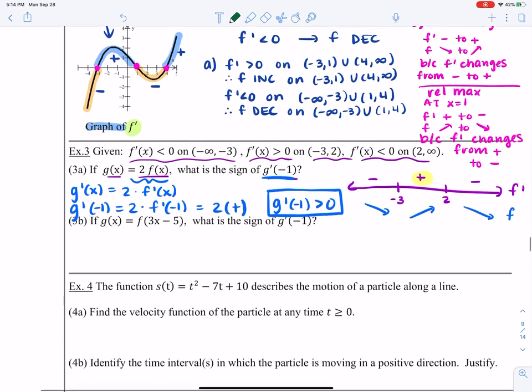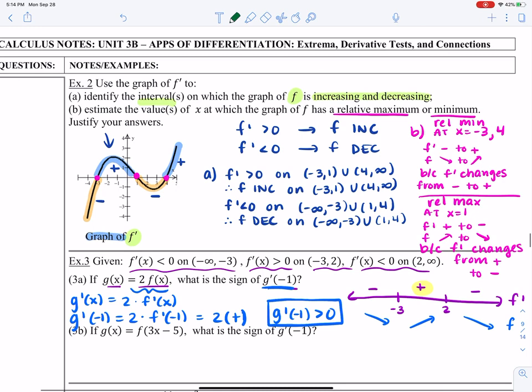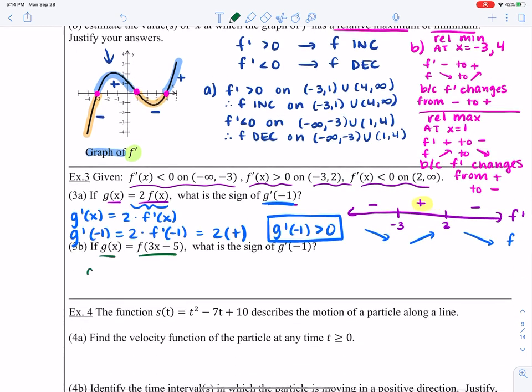So picking back up on our last example, if g of x equals f of 3x minus 5, we're going to take the derivative using chain rule. So we're going to say f prime, leave the inside function alone, multiply by the derivative of the inside, which will just be 3. We're going to substitute in negative 1. So we'll have f prime of 3 times negative 1 minus 5 times 3, which will give me f prime of negative 8 times 3.